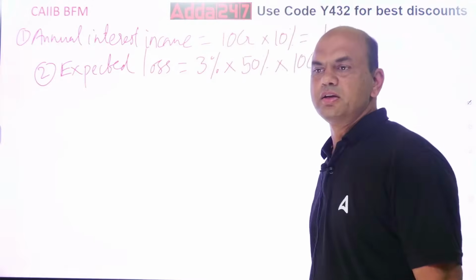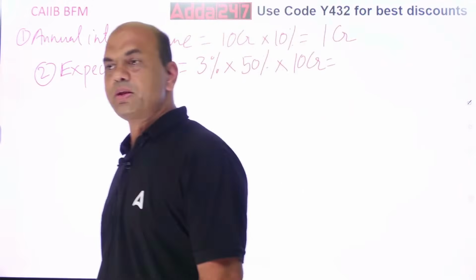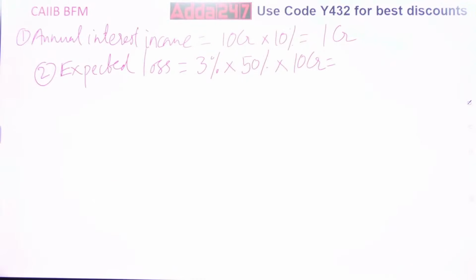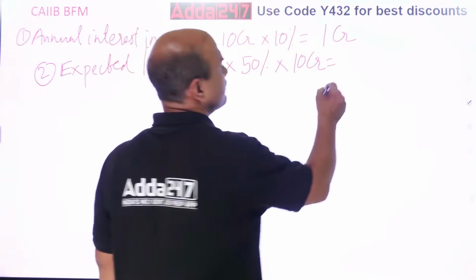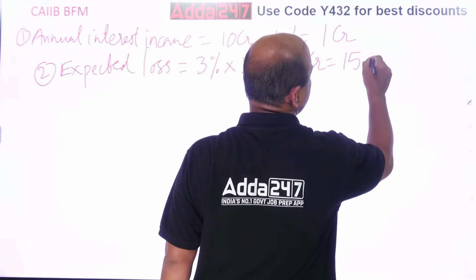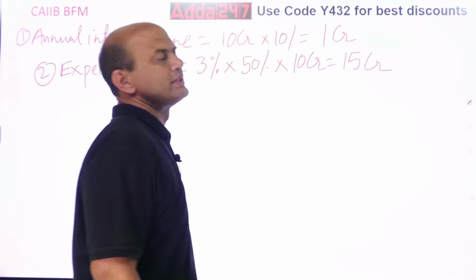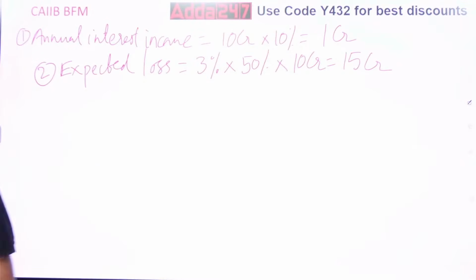Get this. 5 3s are 15. So 1.5%, and 1.5% of this 10 CR. So that is equal to what? 0.15 CR. Everyone clear on this? This is your expected loss, the first step. Now economic capital.